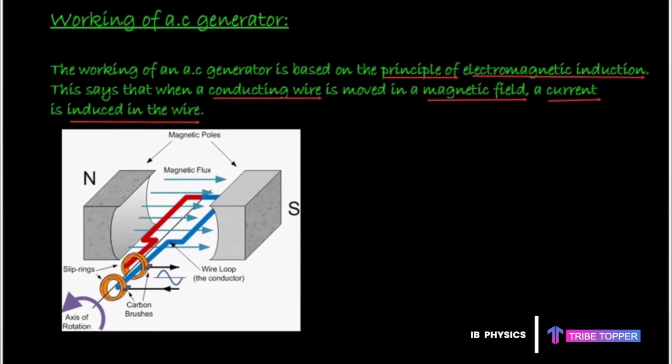So for that, you can see here we have taken that wire in the form of a coil. So this is a rectangular coil being rotated within a magnetic field. The magnetic field is directed from left to right, as we can see, and the coil is being rotated like this in the clockwise direction.